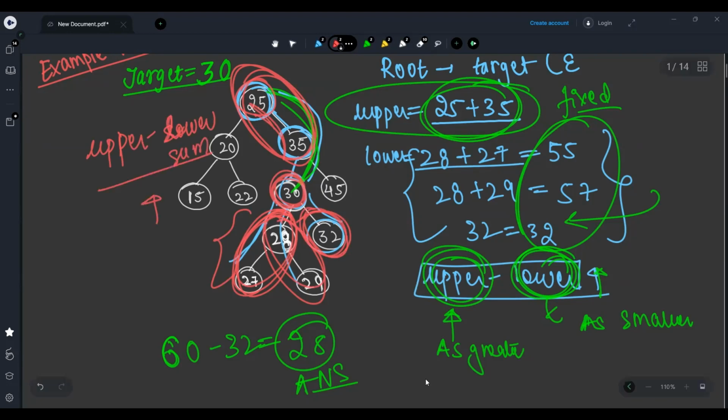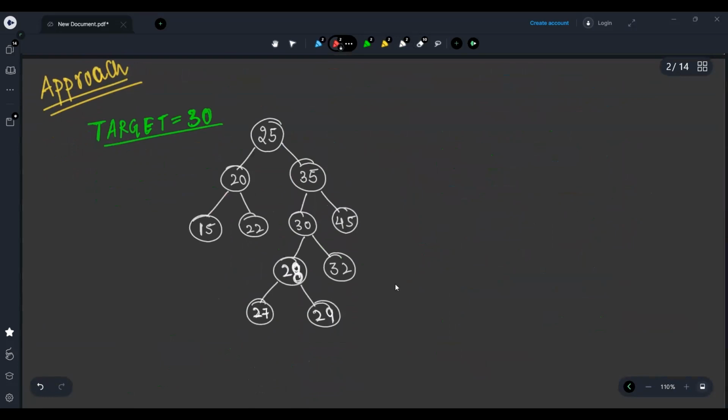So how can we approach this question? From the question, we can understand that we have two things. First, we have to find the target. We can find the target in many ways. Like we can go here, no 20, no 15, no 20, no 25, no 30. Yes, it is found.